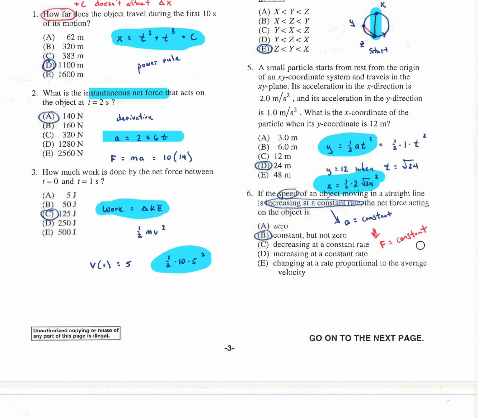All right, this one says the speed of an object is increasing at a constant rate. That is telling you that the acceleration is constant. Again, speed increasing at a constant rate. The acceleration is constant, thus the force causing that acceleration must be constant. Right? So we got that. The force must be constant, and again, not 0.